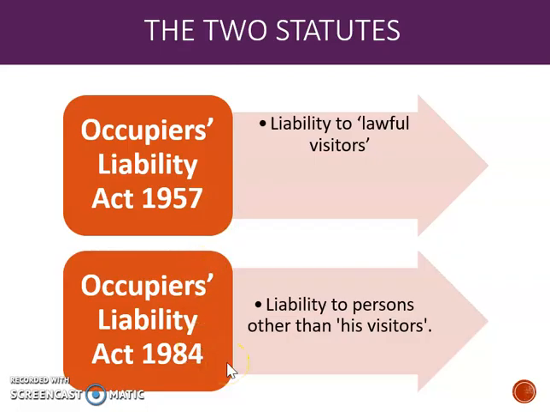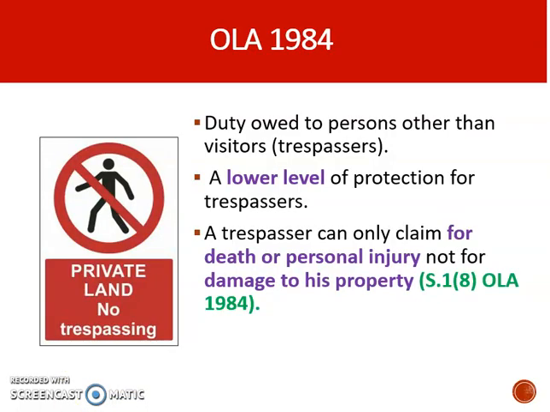In our last video tutorial, we concentrated on the 1957 Act, but today we're going to be looking at the 1984 Act. The 1984 Act provides the basis for the duty that an occupier has towards those who are not his lawful visitors. That's going to include trespassers, i.e. those who lacked permission in the first place, as well as people who were initially expressly invited to be on the premises, but they've gone beyond their permission and they've become a trespasser.